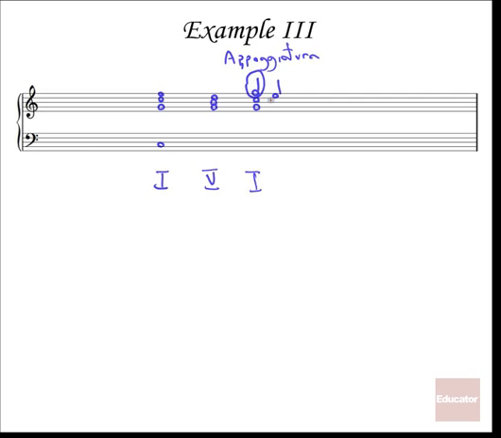And of course, the appoggiatura resolves down by step, but is unprepared in that it doesn't come from a consonant on the same note, which would make it a suspension. And it's not being approached by step like the neighboring tone or the passing tone.